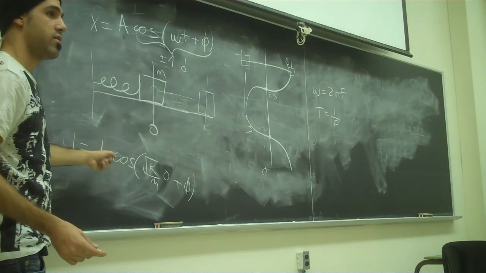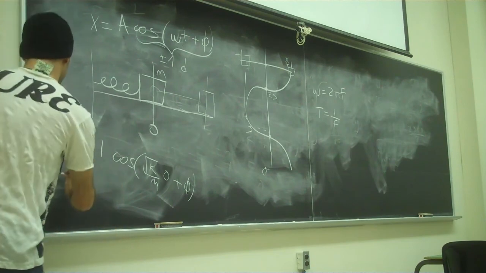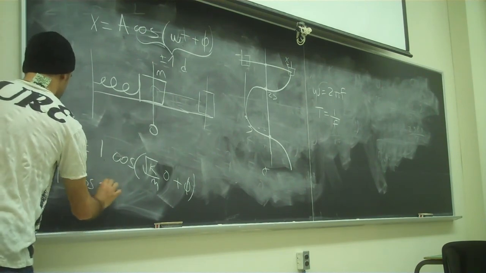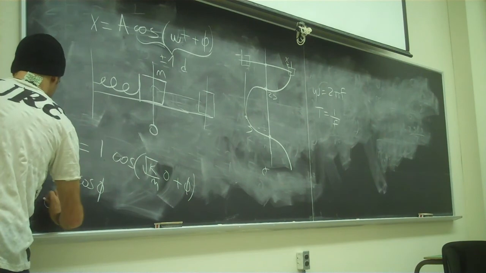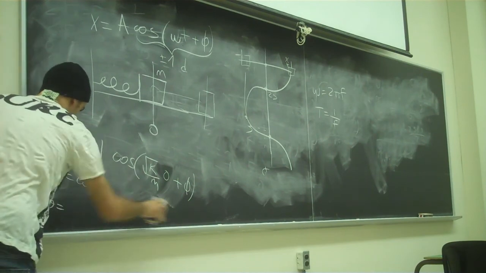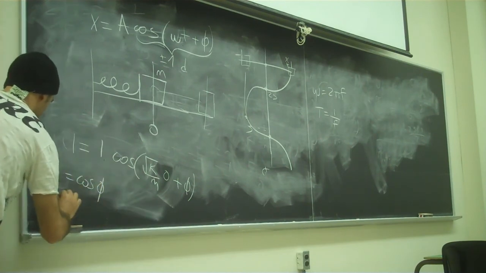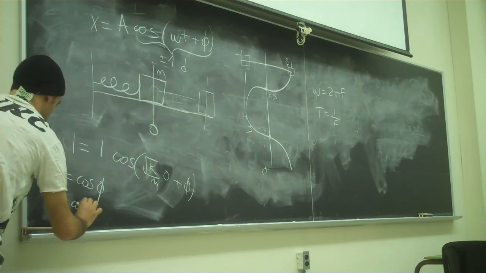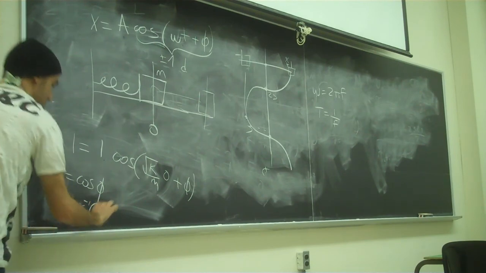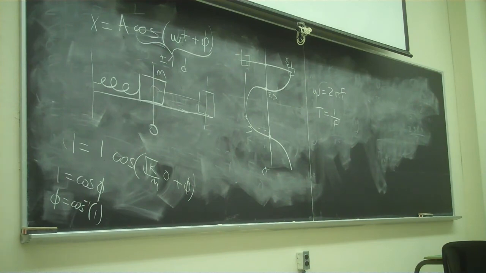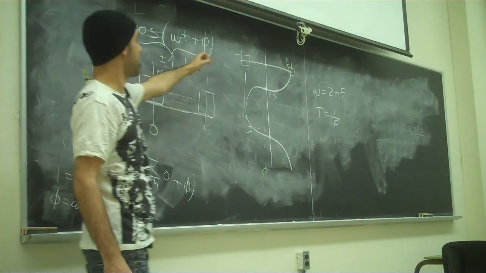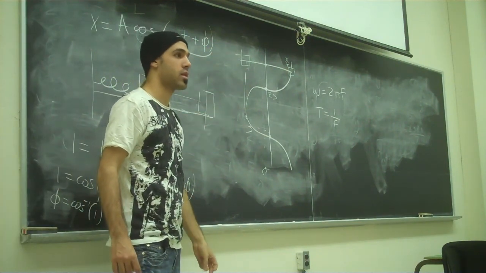So you see, if I just put everything on this side, I pretty much just have 1 is equal to cosine of phi, or theta, oopsie, that's not a 5, that's a phi. Or phi is equal to cosine inverse of 1. So, from that you would have your phi, and you could use that for your problem.